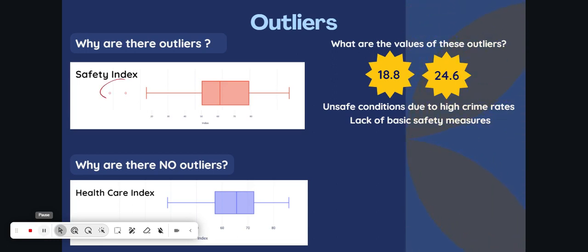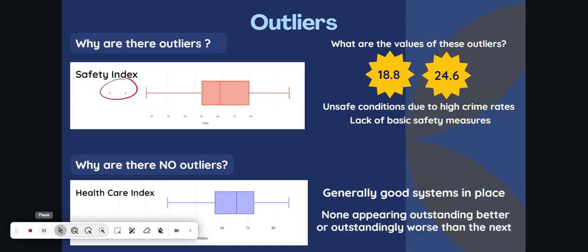Now, why are there no outliers in the healthcare index? There seem to be no outliers for plausible reasons: the countries we took information from generally have good systems in place, with none appearing outstandingly better or outstandingly worse than the next.